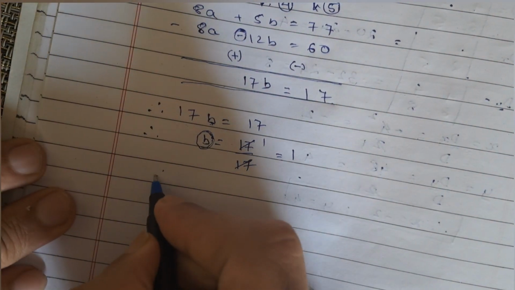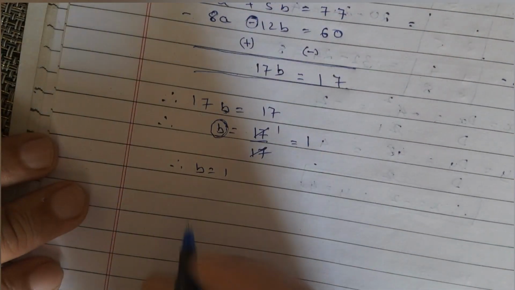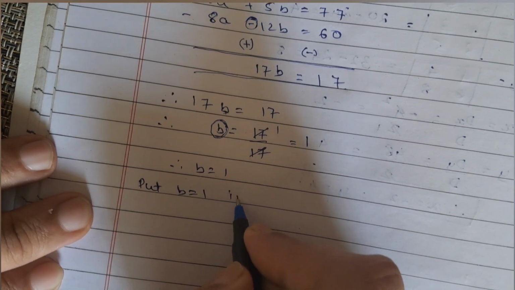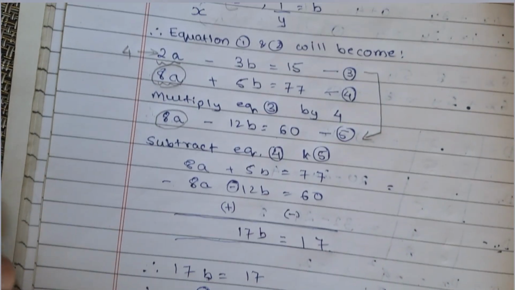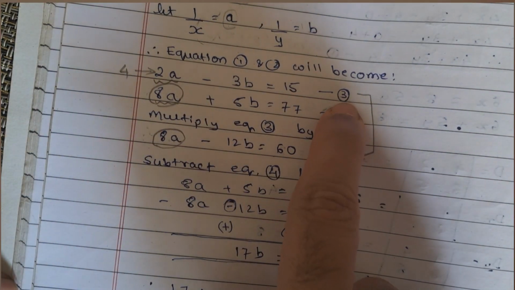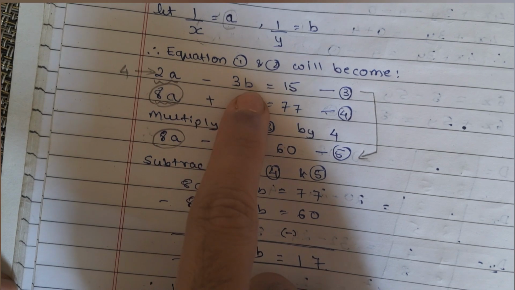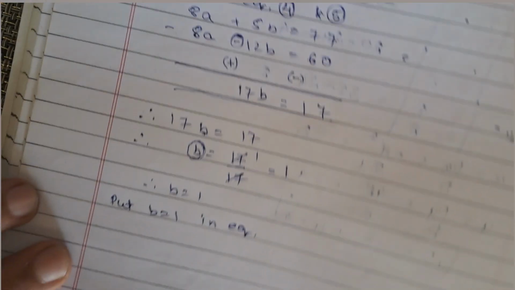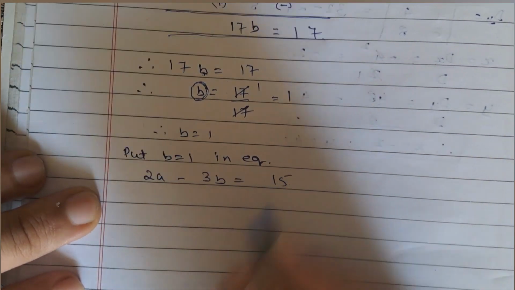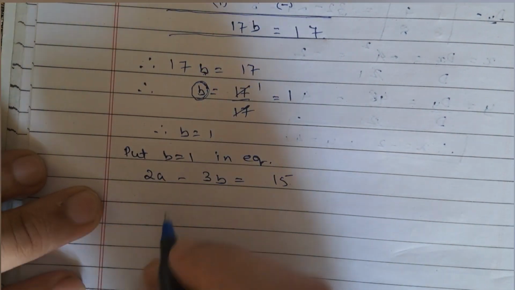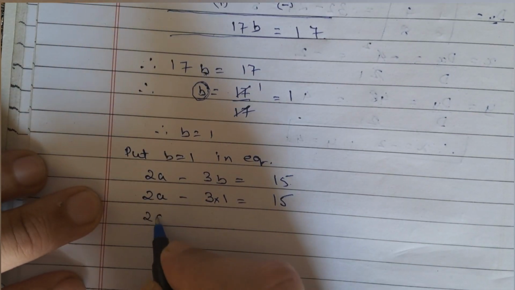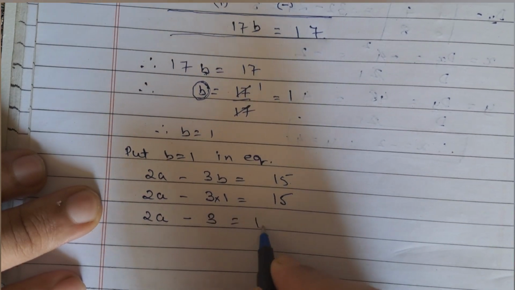So let me just finally write, therefore b is equal to 1, and I will add a line saying put b equal to 1 in equation. Let me identify a good equation to put this value. You can take any. Let me take this third equation over here, which is 2a minus 3b equals 15. So first of all, I will write the equation as it is: 2a minus 3b equals 15. Then I will simply put the value of b over here. So it will become 2a minus 3 times 1 is equal to 15. So it will become 2a minus 3 ones are 3 is equal to 15.